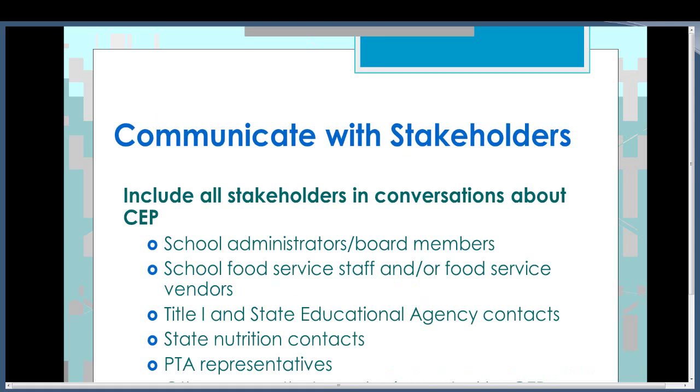So we encourage you to include all your stakeholders as early as possible in your conversations about CEP, and that could be any or all of the parties listed on this slide.